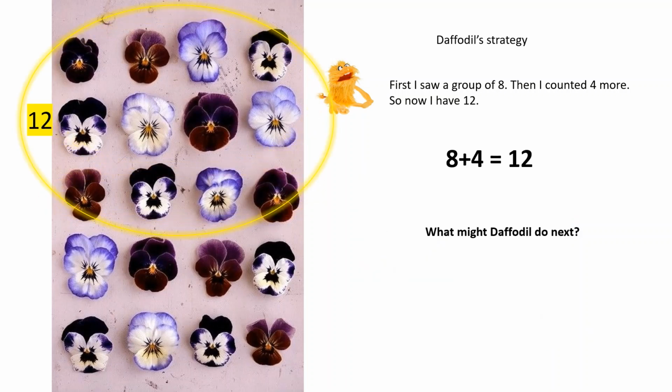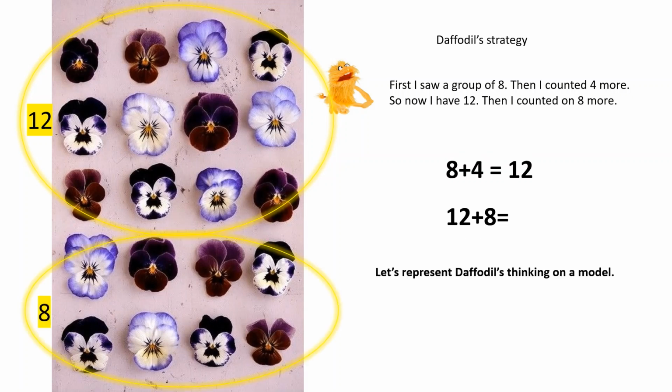So we've helped Daffodil count so far. She started with 8 plus 4, and we found that by adding them together, the sum is 12. What might Daffodil do next? Yeah, let's hear from her. First I saw a group of 8, then I counted 4 more, so now I have 12. Then I counted on 8 more. So Daffodil started with her group of 12, and then she counted on 8 more.